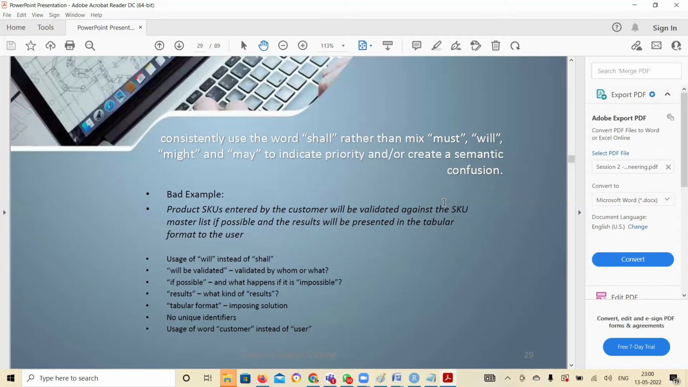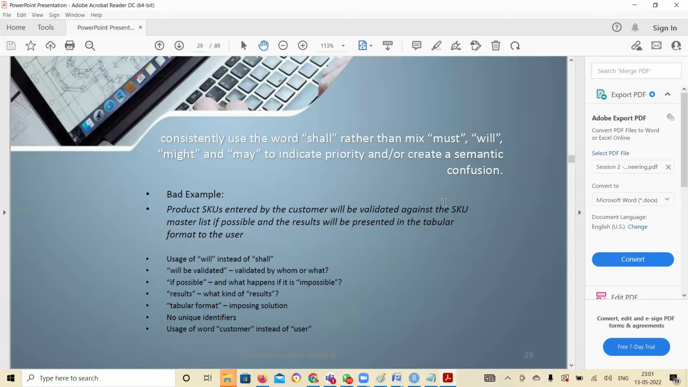Apart from that, will be validated. If I tell you your evaluation will be validated, you'll ask me who will validate, how do I submit? Saying it will be validated doesn't mean anything. Who will validate, when will it be validated, how will it be validated? When you say that it will be validated, the software developer will ask how do we validate it, and what information should we check? So validated by whom or what? And the if possible is the wrong way. You should not say if possible.